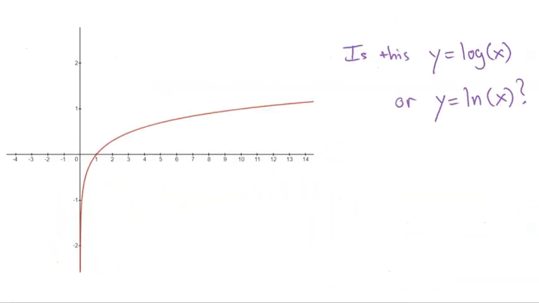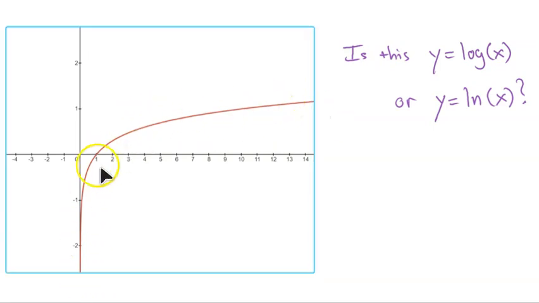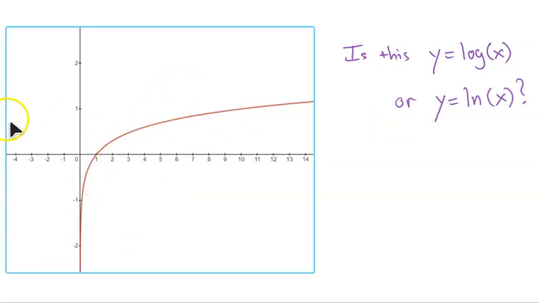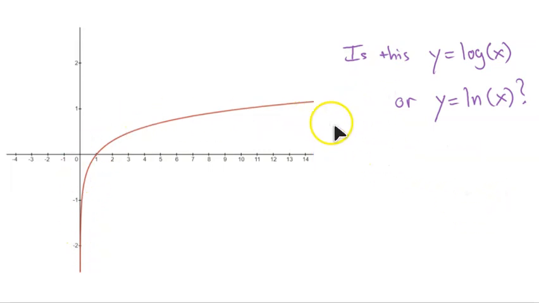All right, so what we have here is the graph of a log function. It's not a reflection. This is the original. It's not a reflection across the x-axis, and it's not a reflection across the y-axis. This is the normal graph. And what we want to know is, is this the graph of y equals log of x, that's log base 10 of x, or the graph of natural log of x, or log base e of x? So what we're really asking is, is the base 10 or is it e?